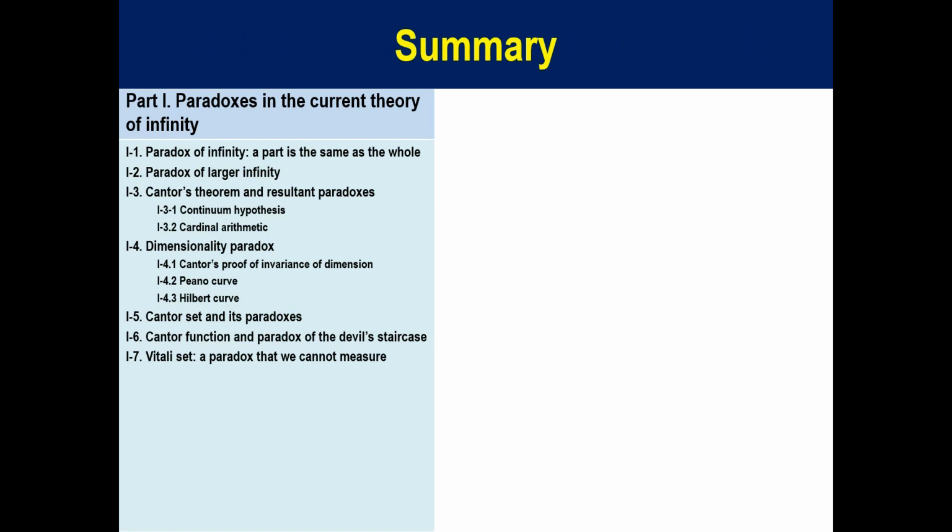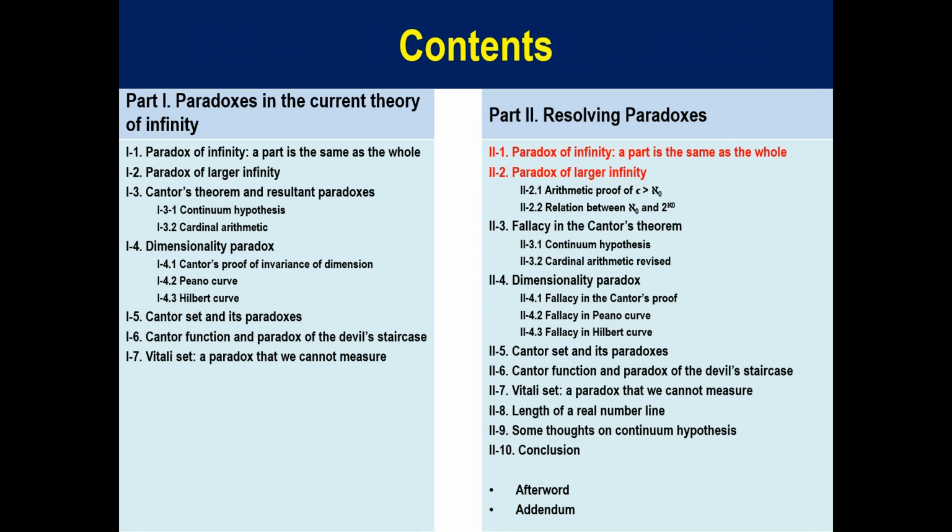This is a summary of the discussion that I had in part 1. In part 2, I will show that a correct theory of infinity has only products 1 and 2, and other paradoxes will be shown as a logical fallacy.